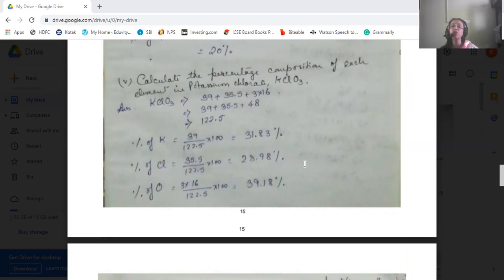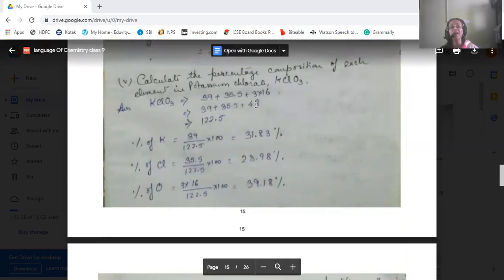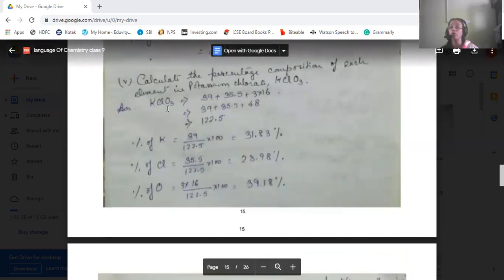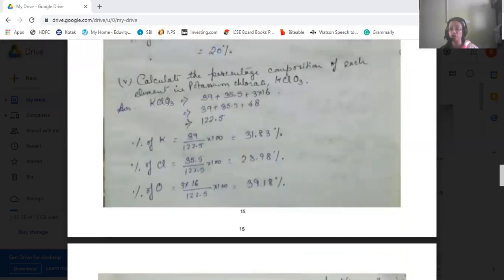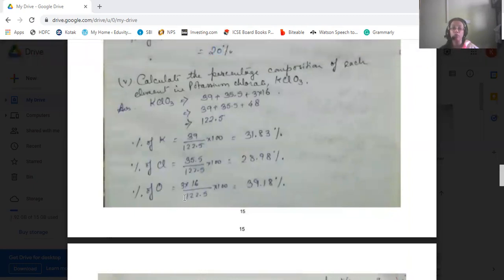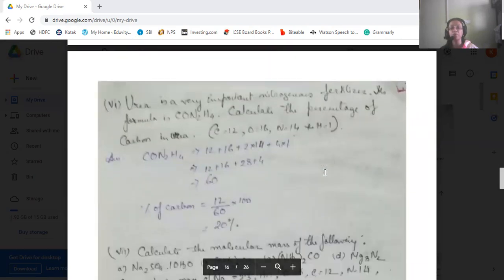Again for oxygen, it's 48, is the mass of oxygen present in the potassium chlorate. So that divided by total weight of potassium chlorate into 100%, that is 39.18%. Now we come to the next question.